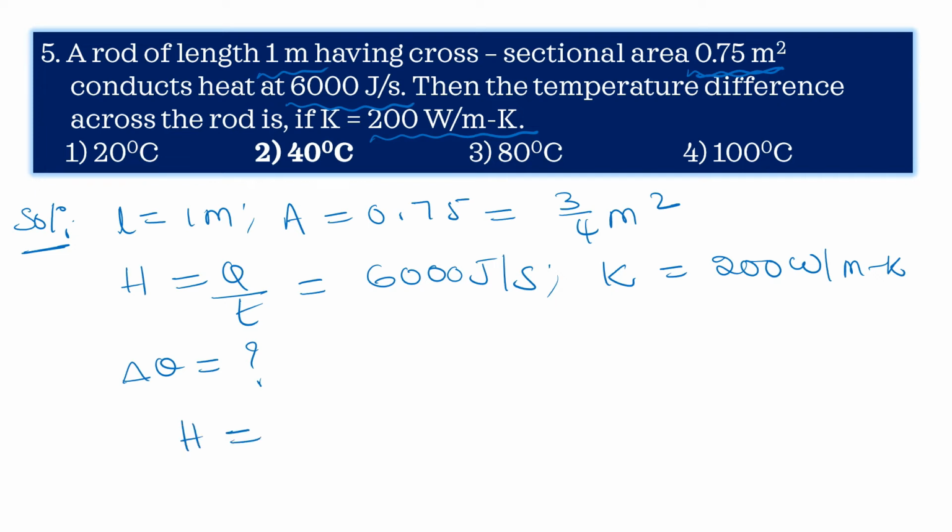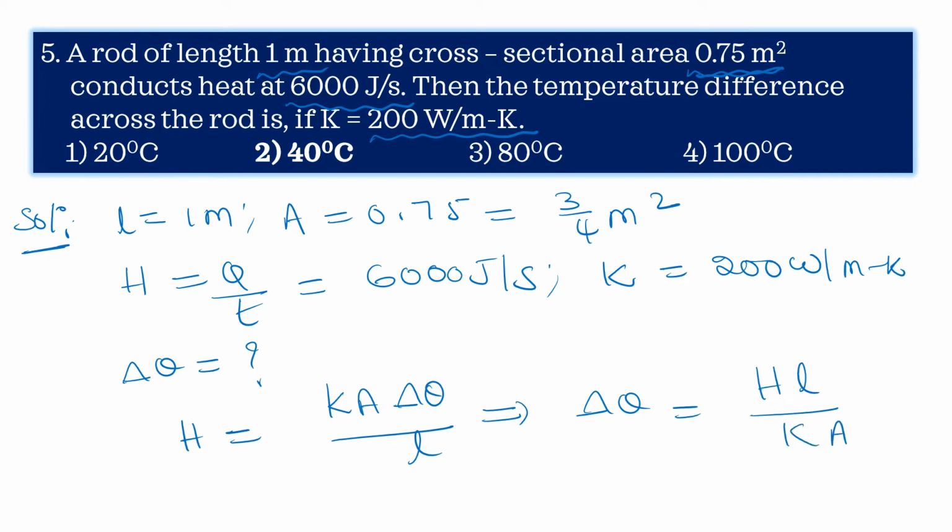H is equal to K A delta theta by L. So from this, delta theta can be written as H L by K A. So now substituting values in this, we get delta theta is equal to H, 6000 into 1 by K, given as 200, into A, the area, given as 3 by 4.